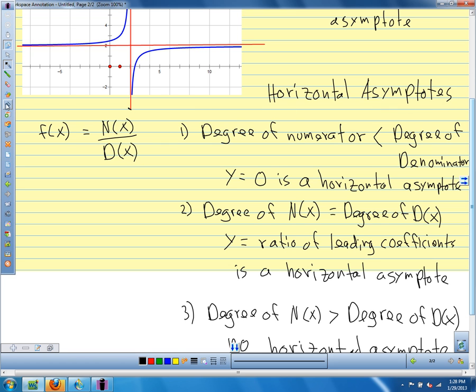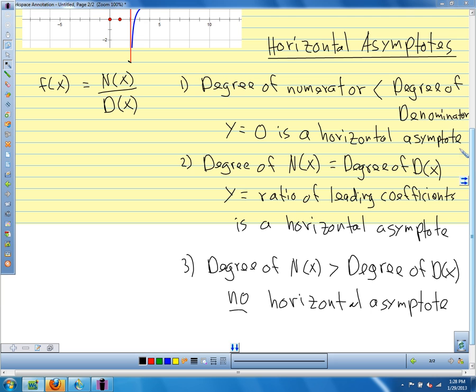Horizontal asymptotes, again, tell us our end behavior, our right and left hand behavior of our function. That's this horizontal line. And we'll do a couple of examples here in just a second. Questions on horizontal asymptotes?